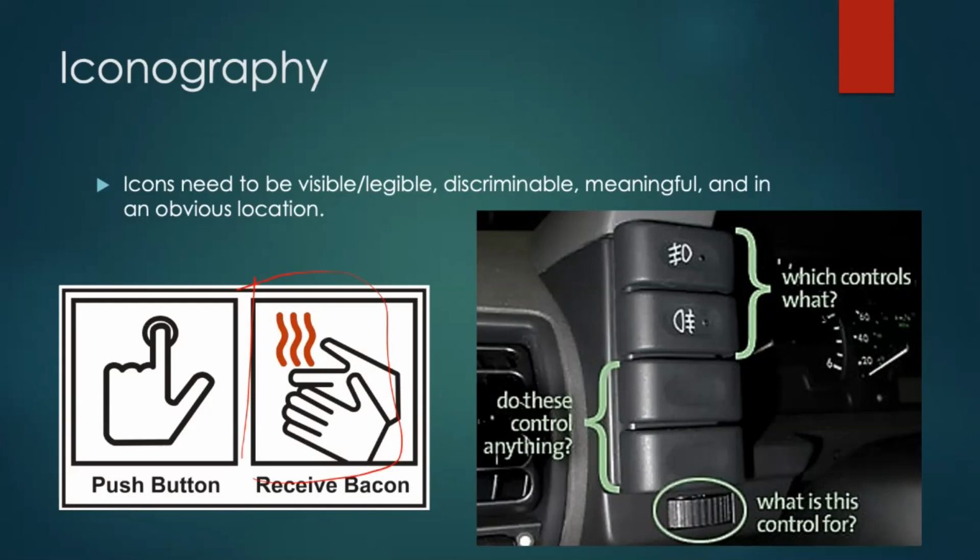It's not at all clear what these top two buttons are doing. I assume those are high beams, but I don't know why there's a squiggly line running through both of those. It's also not clear what that controls, that little wheel on the bottom, right? There's no icon that makes that all that obvious.